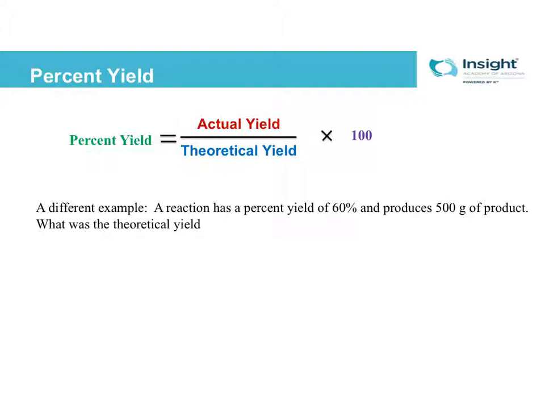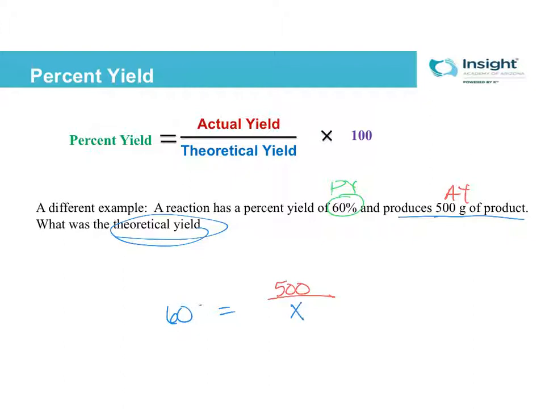So another example of how you might be able to use this equation. A reaction has a percent yield of 60% and produces 500 grams of product. What was the theoretical yield? All right, so this 60%, that's your percent yield. It actually produces 500 grams of product, so you're measuring that. That's your actual yield. All right, and you want to calculate your theoretical yield. So you really just want to plug things in. All right, so you've got 60%, or 60 equals 500 over, I don't know what our theoretical yield is, and that's going to be times 100.